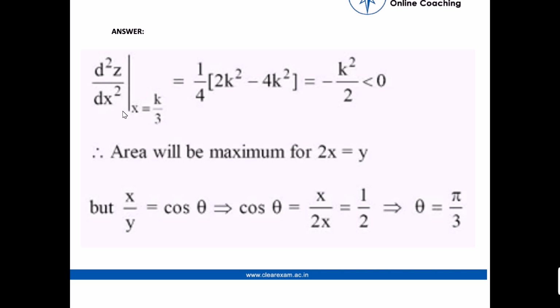So putting x equal to k by 3 in this, we get 1 by 4 into 2k square minus 4k square, which is equal to minus k square by 2, which is less than 0. Area will be maximum for 2x equal to y, but x upon y is equal to cos theta. So cos theta will be equal to x upon 2x, which is equal to 1 by 2, so theta will be pi by 3. Hence proved. Thank you.